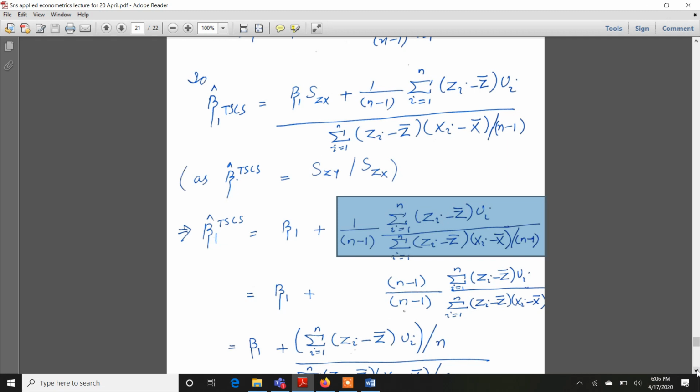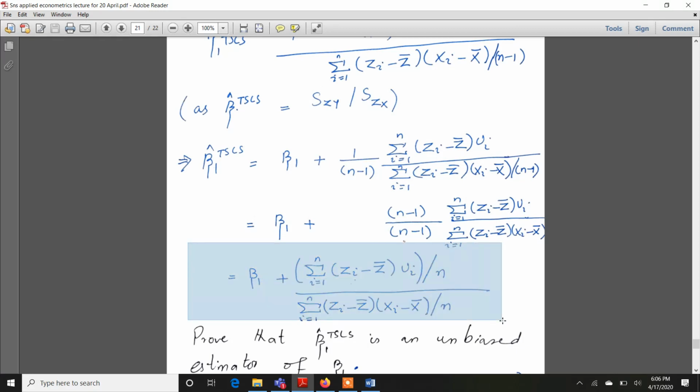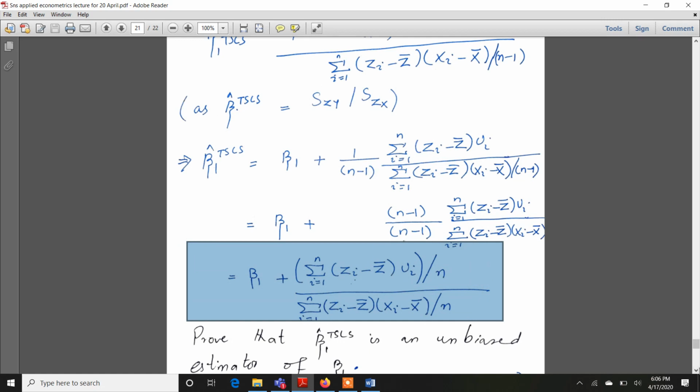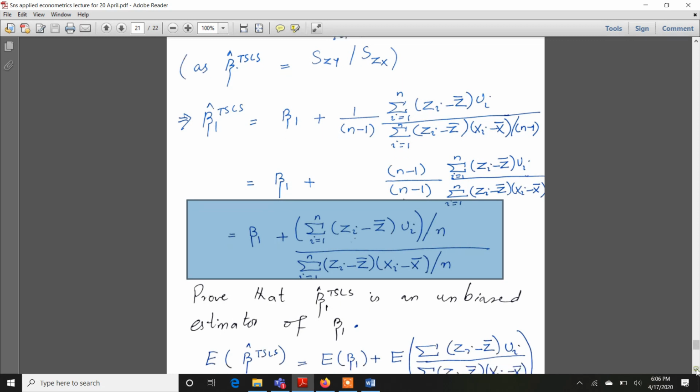Okay. So next, this n minus 1, because it is divided here, so I can write this here. So n minus 1 become cancelled out, and I'm simply multiplying and dividing both the numerator and denominator by n, right? So this is the formula for beta 1 hat TSLS. And why I bring it down to this particular scenario, because beta 1 is now separated. So now I can easily prove that beta 1 two-stage least squares is an unbiased estimator of beta 1.